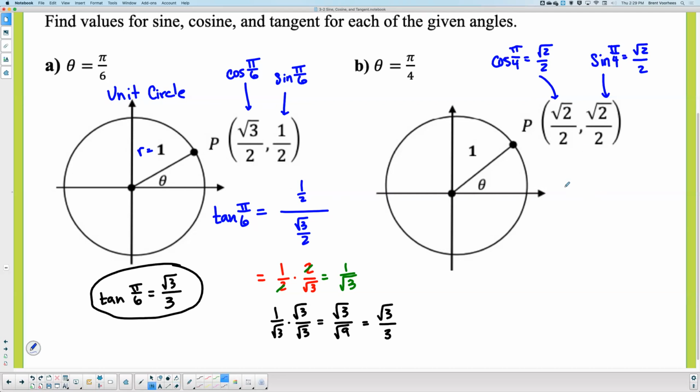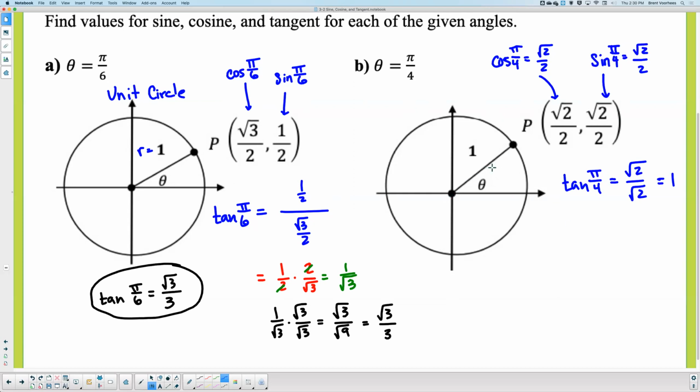Okay, what about tangent? What's the shortcut if you're doing tangent? The numerator of y divided by the numerator of x. So what's the numerator of y? Square root of 2. And the numerator of x? Square root of 2. What is the square root of 2 divided by the square root of 2? 1. And so tangent there is 1.